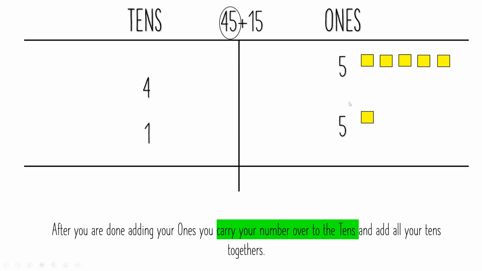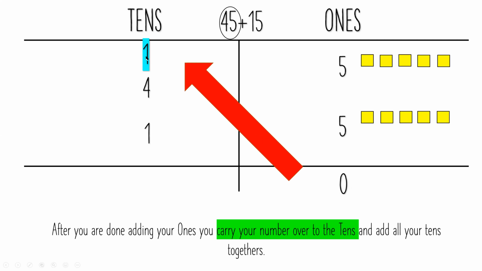So we added our ones, and we're going to keep that 0, and then that 1, we're going to carry it over and put it on top of our tens. And now we're going to use our manipulatives to help us add. We have 1. So now we're going to count all of our tens. 10, 20, 30, 40, 50, 60. So our answer is 60.